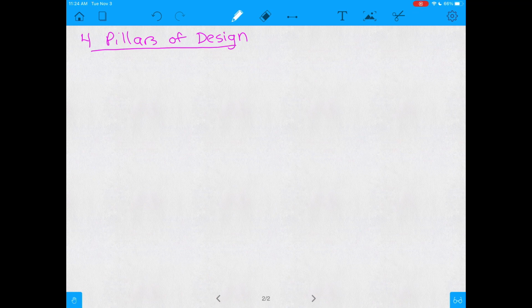So then we get into the really, really important stuff, what we're going to call the 4 pillars of our design. And these are 4 things that every experiment should have. The first one is a comparison of at least 2 treatment groups.